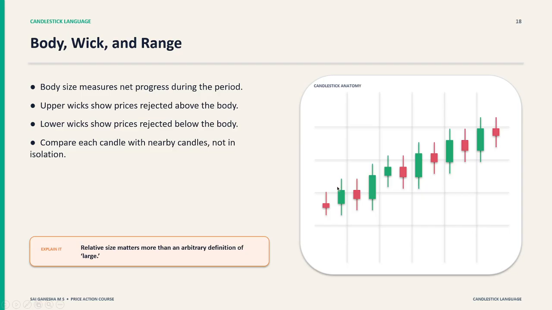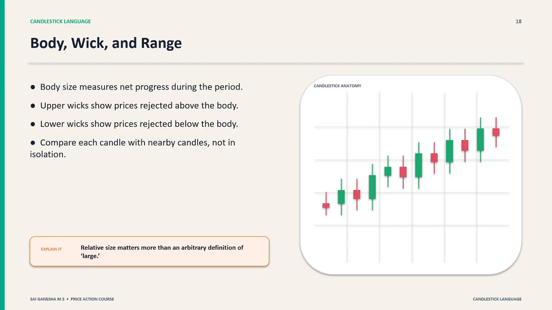The upper wick shows the area price explored above the body. If the upper wick is long, price moved higher but couldn't hold the entire move. The lower wick shows the area price explored below the body. A long lower wick means price moved down but it recovered before the candle closed.